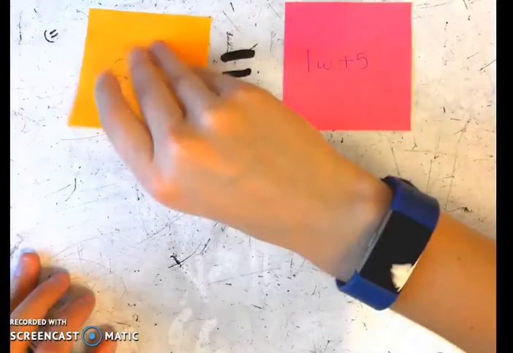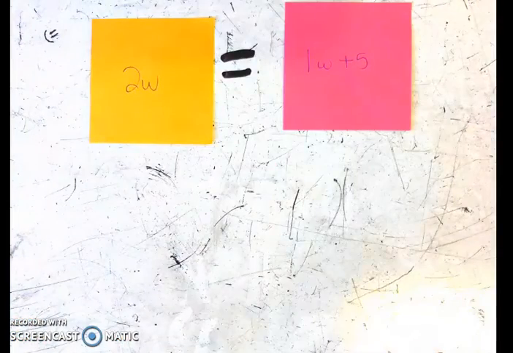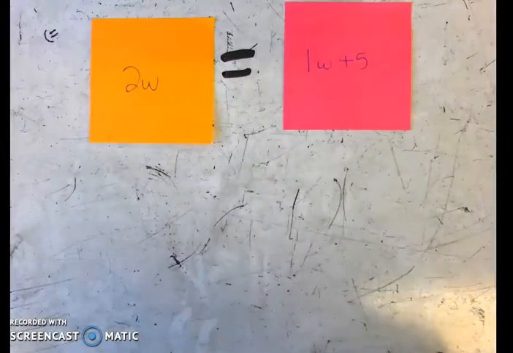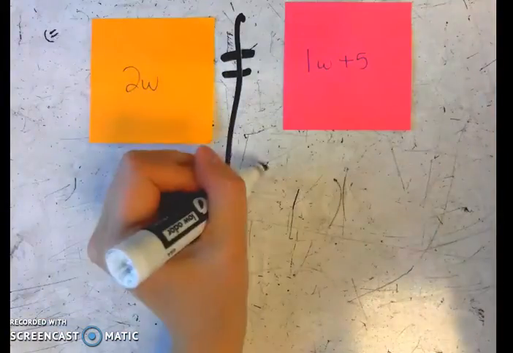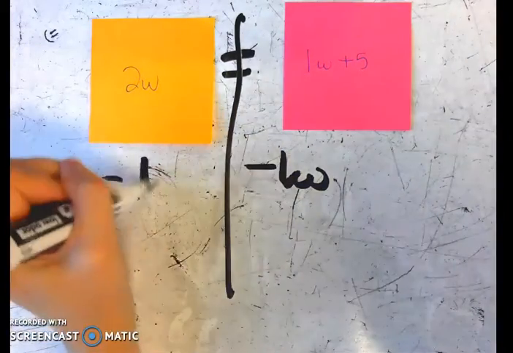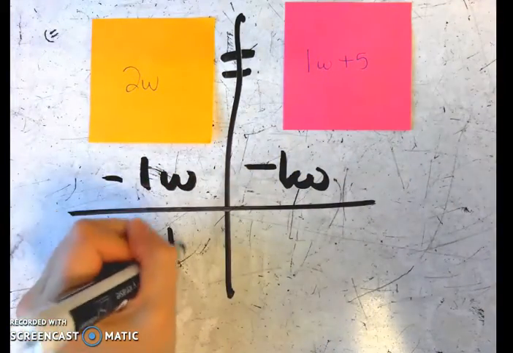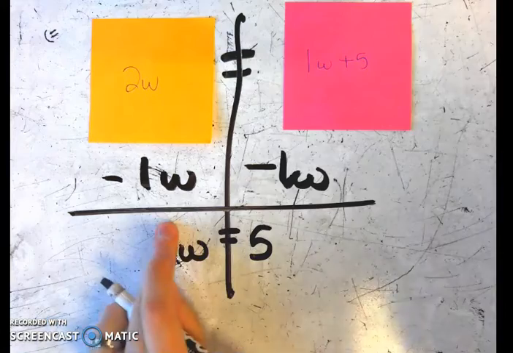Okay, so again, that means that we can solve this equation, okay? Because I only have W as my variable at this point. So I have variables on both sides. I need to get rid of one. How do I get rid of 1W? I subtract 1W from both sides. That gives me 1W equals 5, or W equals 5.